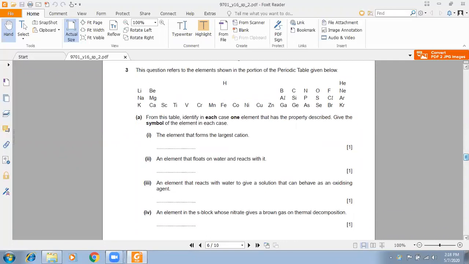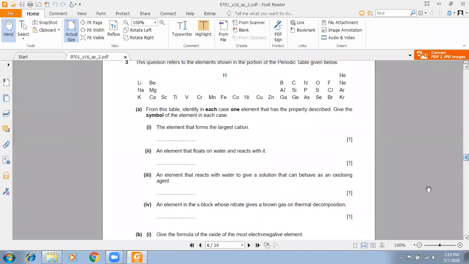An element that floats on water and reacts with it. So it could be any group 1 element. So it could be sodium, potassium. Next, an element that reacts with water to give a solution that can behave as an oxidizing agent.